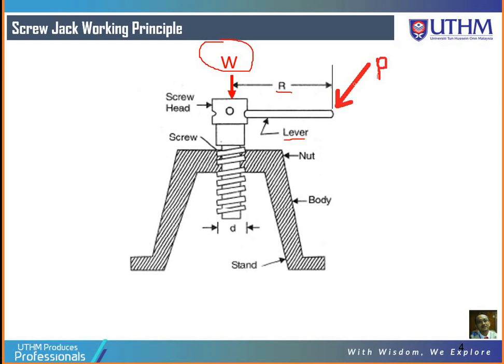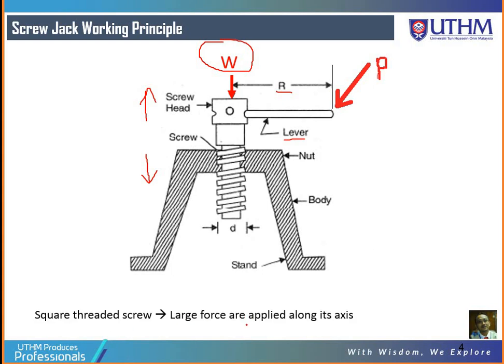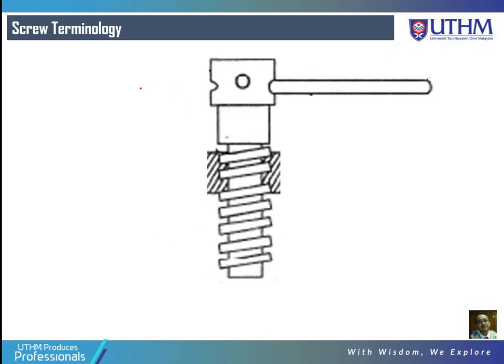So what you do is apply an external force at the edge of the lever to either lower or raise the screw. Basically, the principle is that applying a load creates a moment, so the screw will either lift up or go down. This is the diameter of the screw. Later we will consider the mean radius of the screw itself. There is a large force applied along the screw axis, so when there is a load, for sure there is a large force applied along the axis.